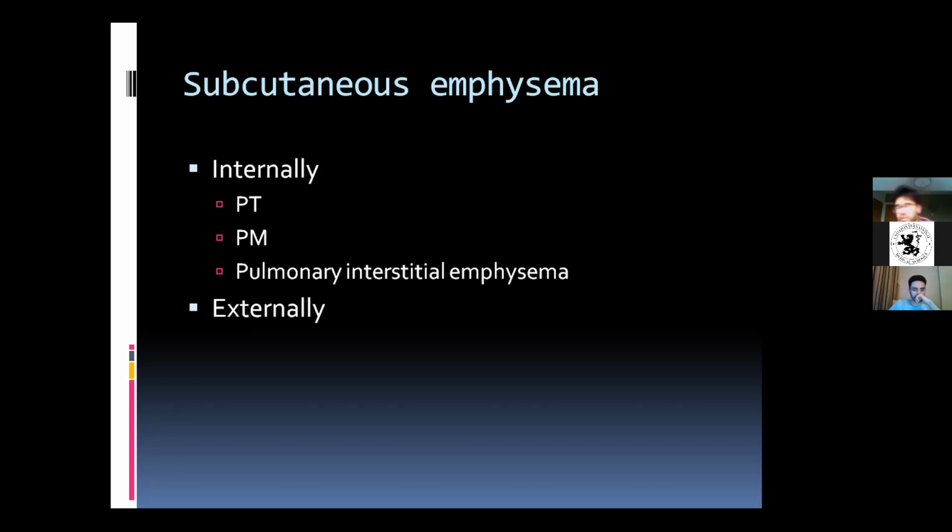Externally, what are we thinking of? What can cause external subcutaneous emphysema, where air is introduced from the outside, not from the inside? If someone says cancer again, I swear to God. Good. Okay. Good. Didn't get the forgetting your anniversary reference, but okay.